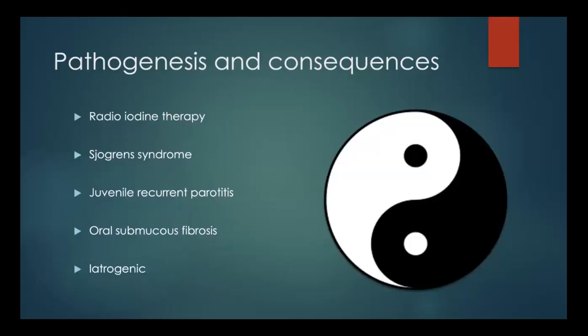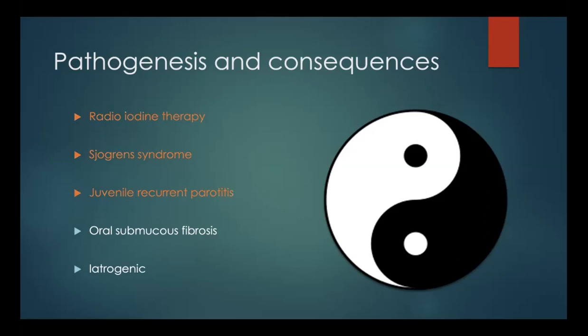So when we talk about pathogenesis and consequences, these are the most common types of strictures that we are talking about. The causes of strictures: we have radioiodine, Sjogren's, IgG4-related disease, your oral submucous fibrosis, especially in India, and your iatrogenic causes. We also have the traumatic causes, but I've not tried to include it in this lecture.